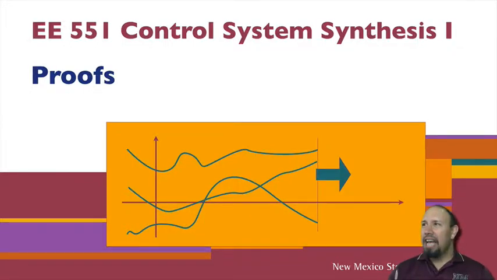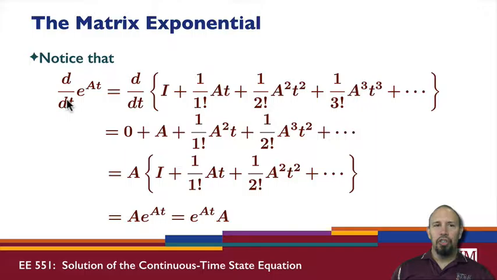Now we're going to look at proofs of some of the important theorems in our section. In our topic today, we had as one of the topics the properties of the matrix exponential, and we saw that there were quite a number of properties of the matrix exponential. One of the properties was that the derivative with respect to time of e to the At was A e to the At. So how does that work?